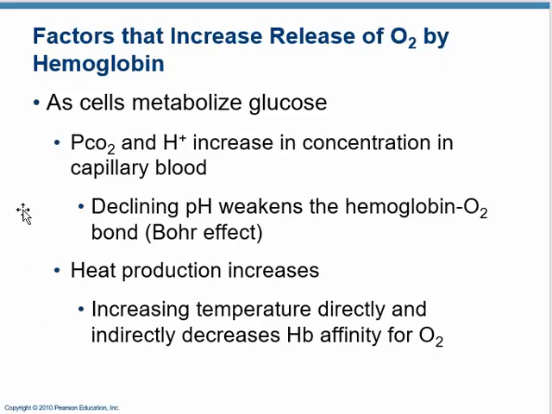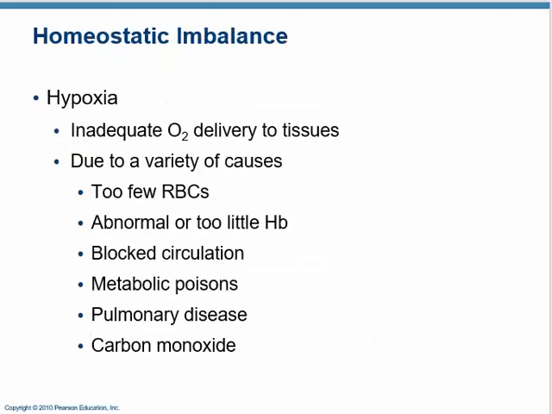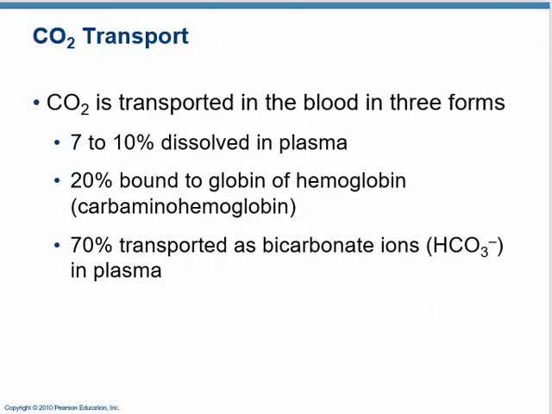Carbon dioxide. Now the amount of carbon dioxide, because carbon dioxide becomes carbonic acid, that lowers the pH. So those things work kind of hand in hand. We're not going to worry about any homeostatic imbalances. So how does carbon dioxide move through? It travels very differently.